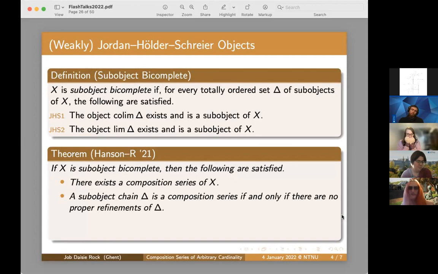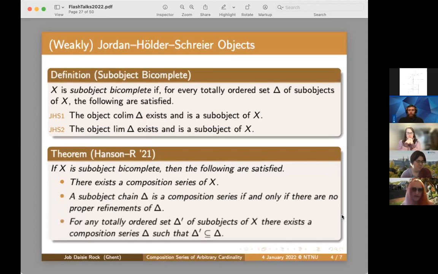A subobject chain is a composition series if and only if you can't refine it any further. This is good news. You shouldn't be able to split simple factors into something smaller. And if you take just any totally ordered set of subobjects, it exists inside a composition series somewhere, so that you can refine it until you get a composition series. So this is the behavior that we're used to seeing in the finite case.